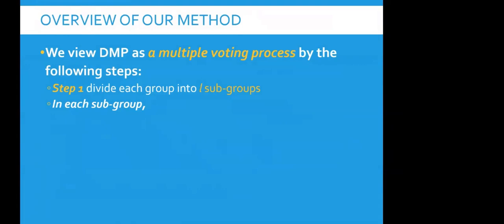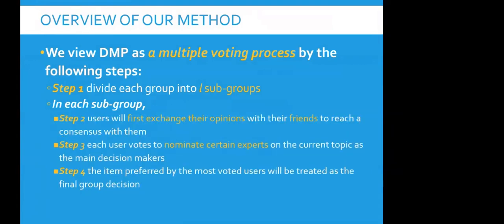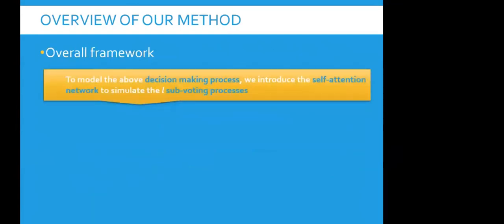In the first step, for every group with L group members, we first divide each group into L subgroups, and in each subgroup, users will first exchange their opinions with their friends to reach consensus with them. And then each user votes to nominate certain experts on the current topic as the main decision makers. Finally, the item preferred by the most voted users will be treated as the final group decision. This is the overall framework of our method.